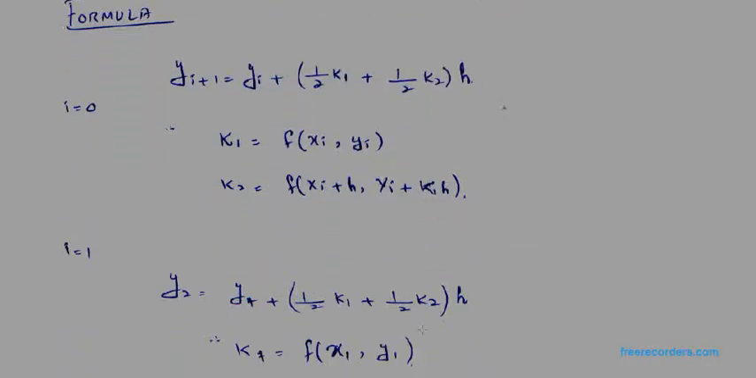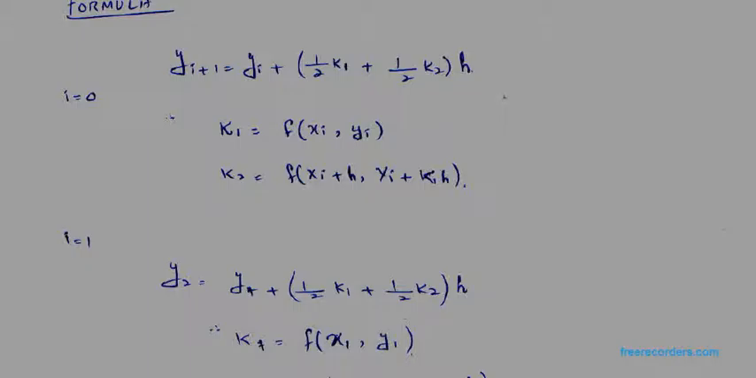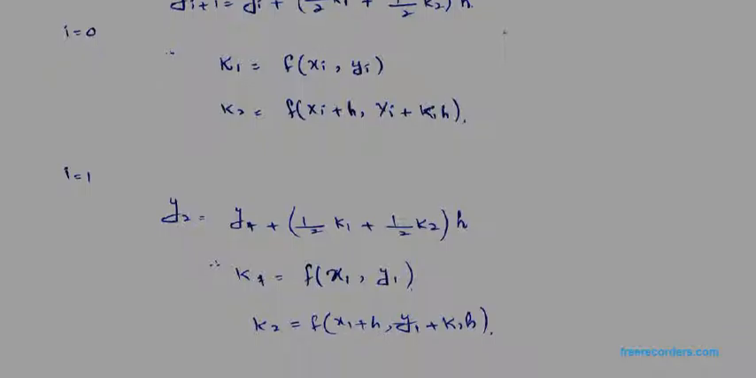In the second iteration, the formula becomes y2 is equal to y1 plus half k1 plus half k2 times h, and k1 becomes the function of x1 and y1, and k2 becomes the function of x1 plus h and y1 plus k1 h.